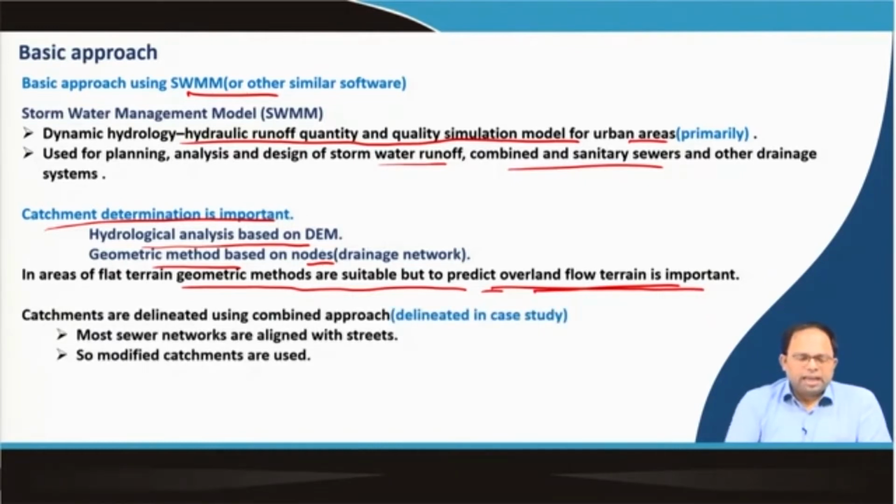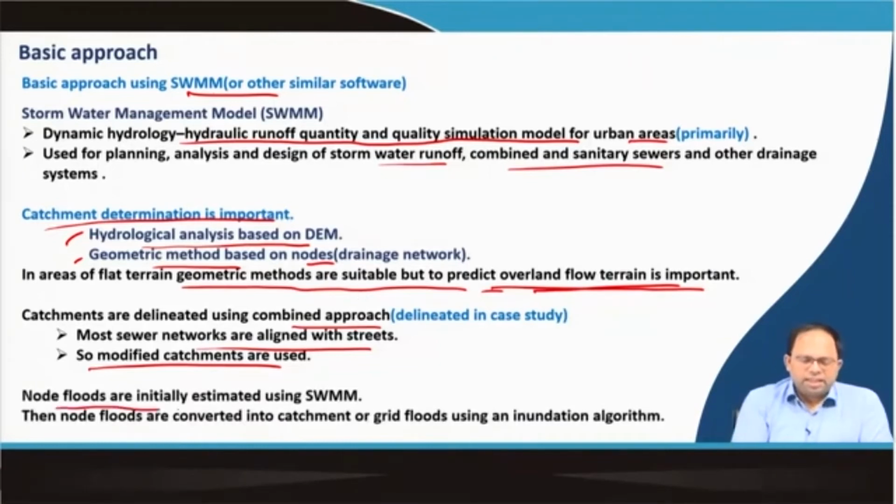So, catchments are delineated using a combined approach of both the hydrologic and geometric methods, and most sewer networks are aligned with streets, so we can modify the catchments accordingly as well. So, we have learned this basic process of determining a catchment for a sewer network. We will follow more or less the exact same process.